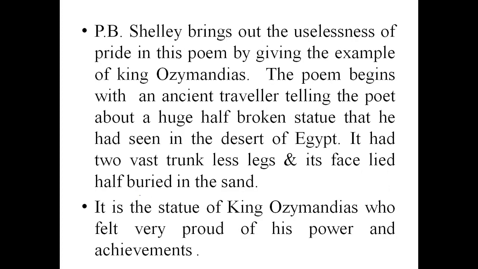He quotes the example of King Ozymandias. So the poem begins with an ancient traveler telling the poet about a huge half-broken statue that he had seen in the desert of Egypt. It had two vast trunkless legs, and its face was lying buried in the sand. And then we come to know that it is a statue of King Ozymandias. How? Because it is written on the pedestal.